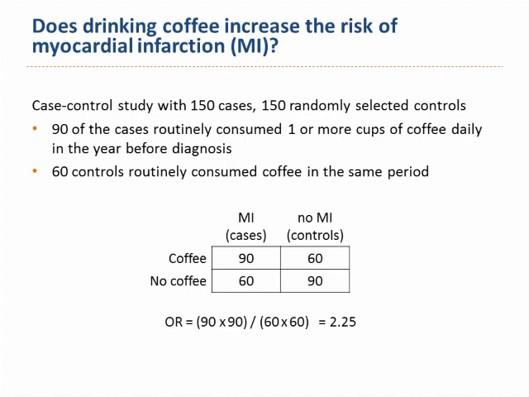From these data, we can construct a 2x2 table in which the columns indicate disease status, cases or controls, and the rows indicate exposure status, coffee drinking or non-coffee drinking. We can calculate an odds ratio from these data, which yields an odds ratio of 2.25, indicating a relatively strong association between coffee drinking and myocardial infarction.